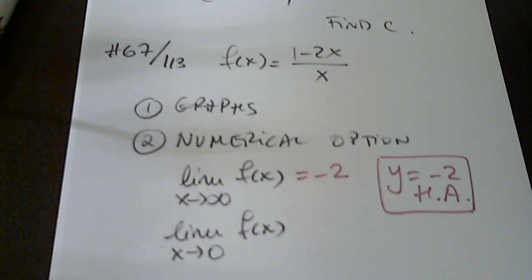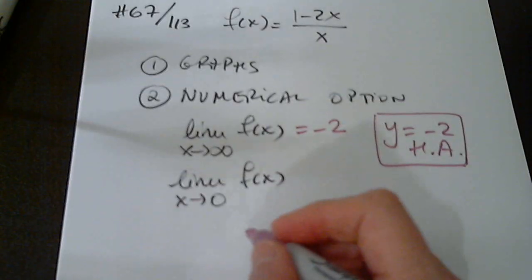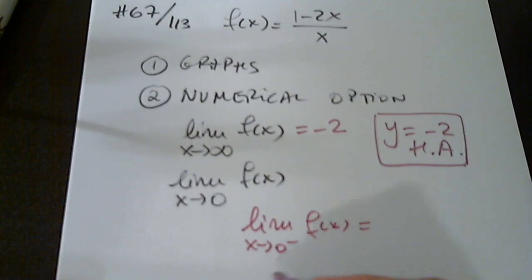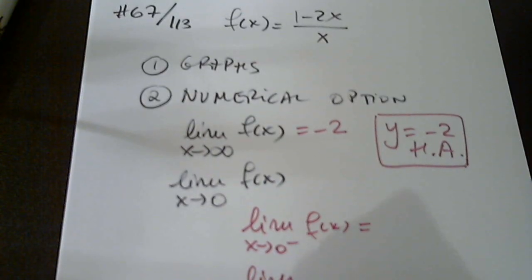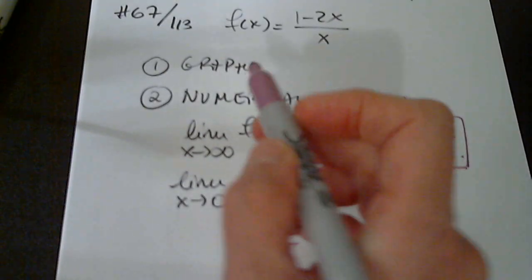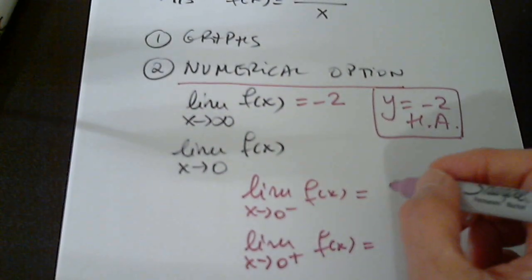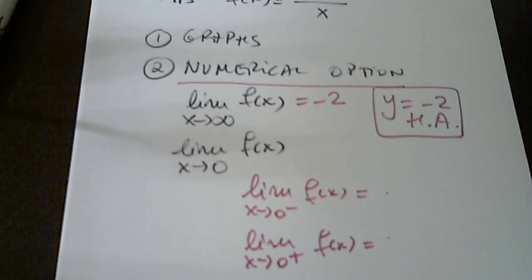Notice that I determined numerically the limit as x approaches 0 from the left, and the limit as x approaches 0 from the right, using the numerical option. Can anyone tell us what we got here and here? I can go back to the calculator. What did we get on the left-hand side of 0, and what did we get on the right-hand side of 0?